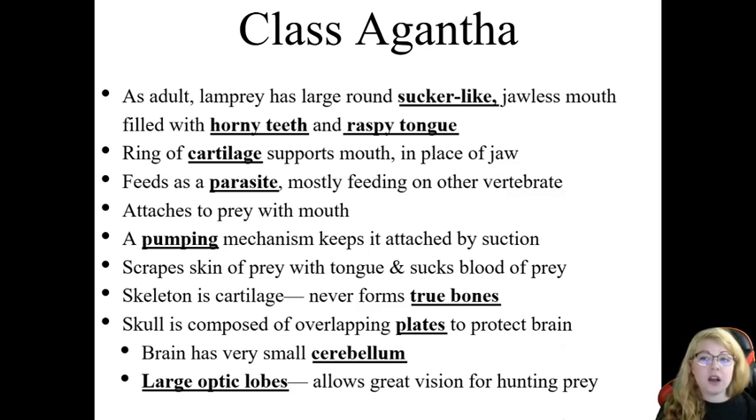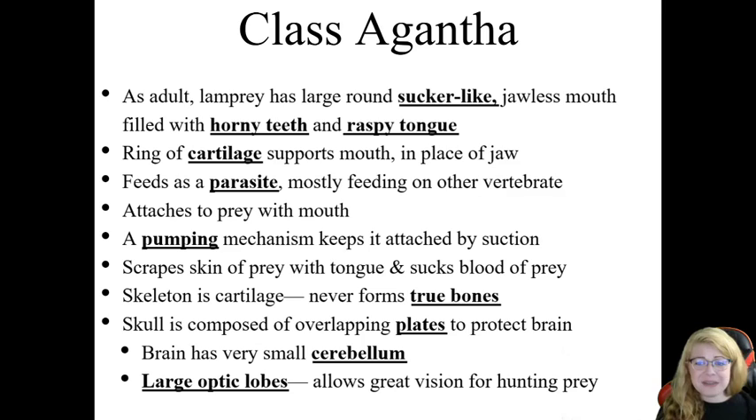Okay, and so as an adult, the lamprey develops a large, round, sucker-like jaw, and its jawless mouth is filled with horny teeth and a raspy tongue. And so basically the only thing that supports its jaw, versus like we have a jaw bone, is a ring of cartilage around its mouth. That's what's in place. And it basically feeds as a parasite, mostly feeding on other vertebrates by attaching its horny teeth, raspy tongue, cartilage jaw to whatever it's attacking, whatever the prey is.